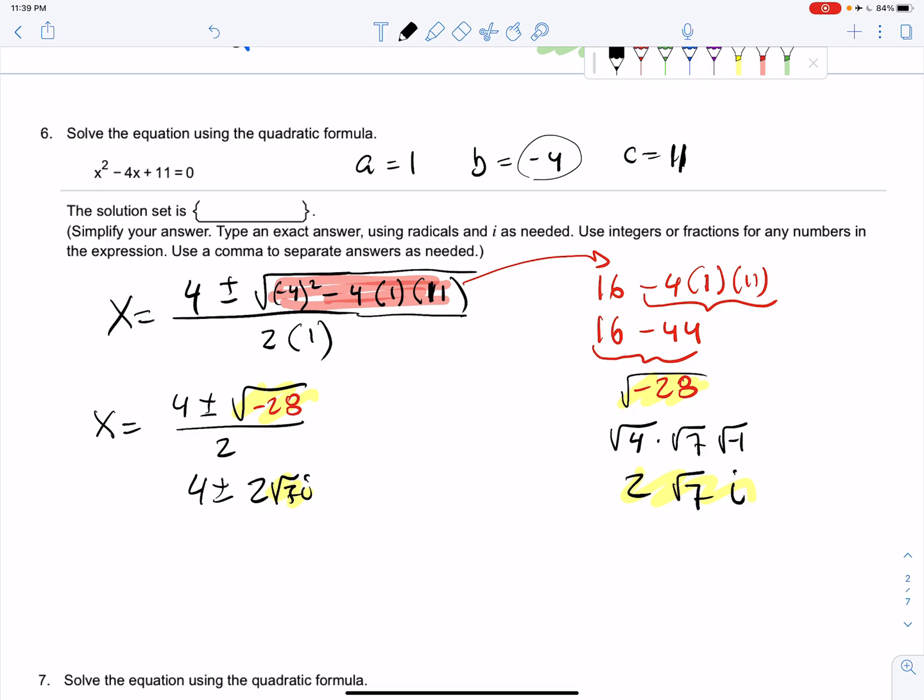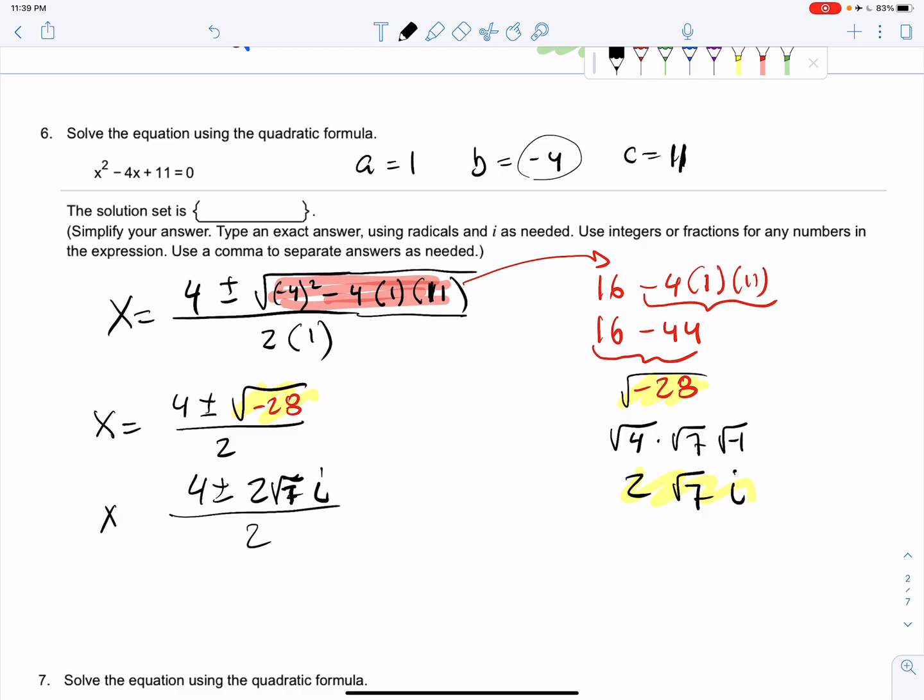And make sure, I didn't do a great job there, especially when you write it in your solution, make sure that you hit right arrow when you have the 7 cursor under the radical, and then this i has to be outside, cannot be under the radical, otherwise it'll be wrong. And it is all over 2.